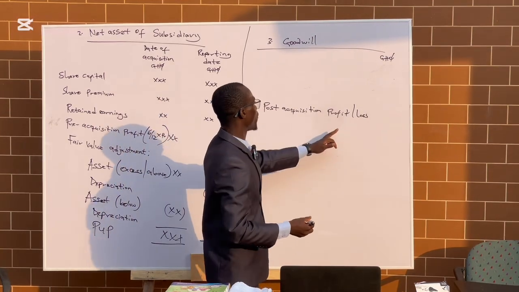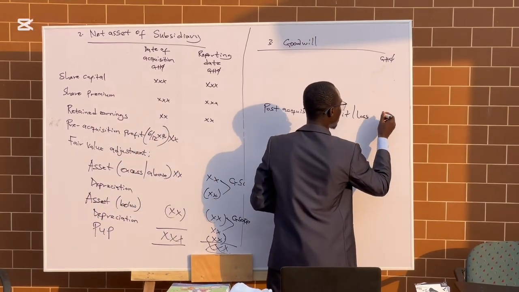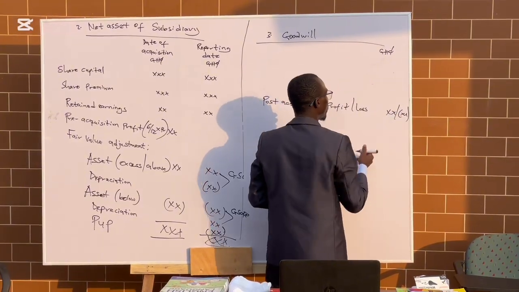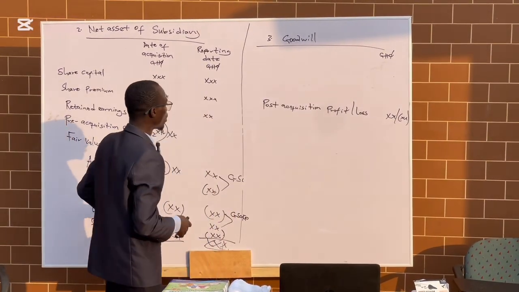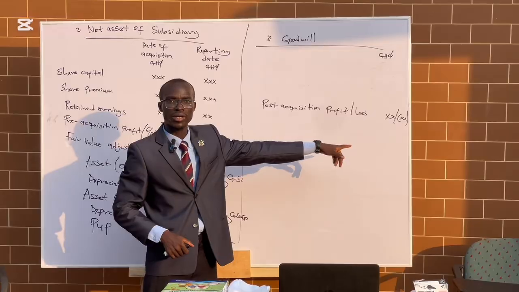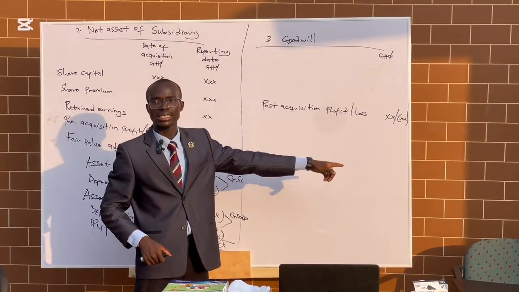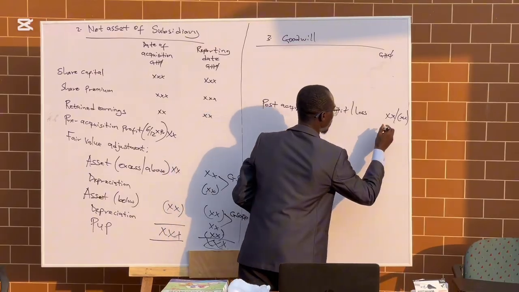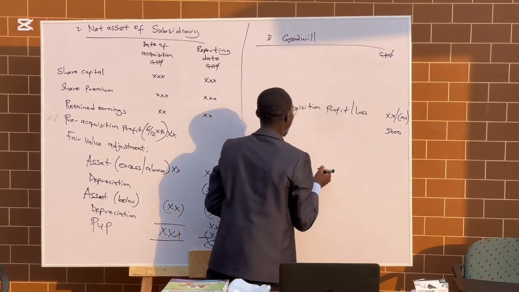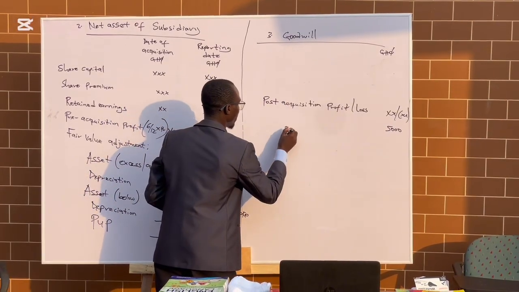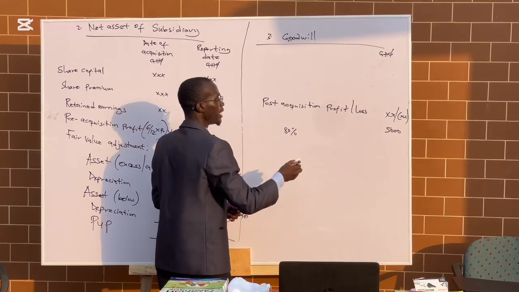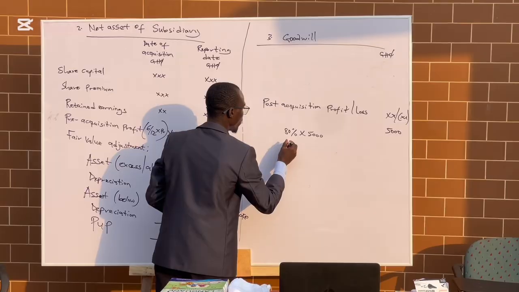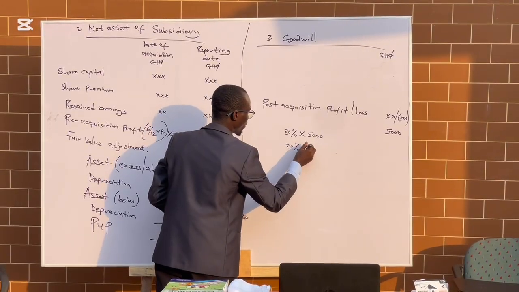This post-acquisition profit or loss is supposed to be shared between the parent and the subsidiary based on the shareholdings. Let's say we have the post-acquisition profit of 5,000, and the parent has 80% of the shares. The parent will take 80% of the 5,000, then the subsidiary will take 20% of the 5,000.